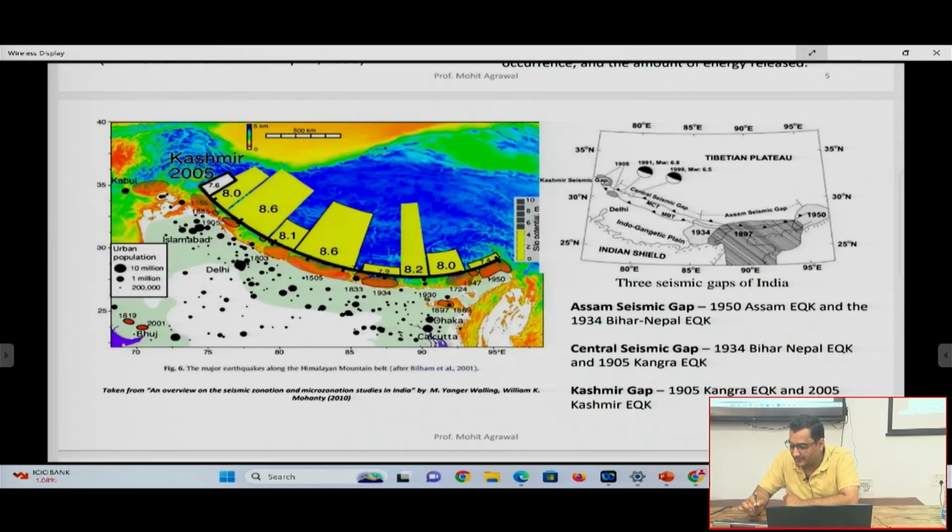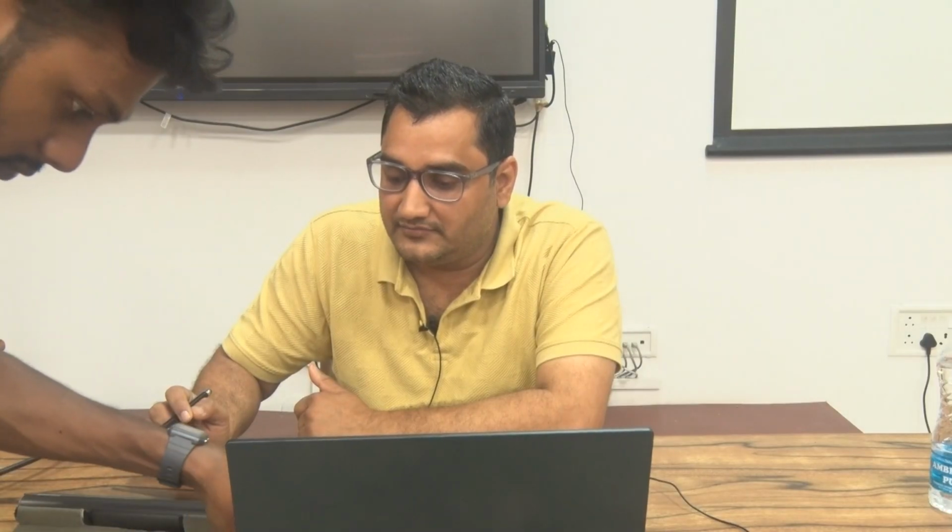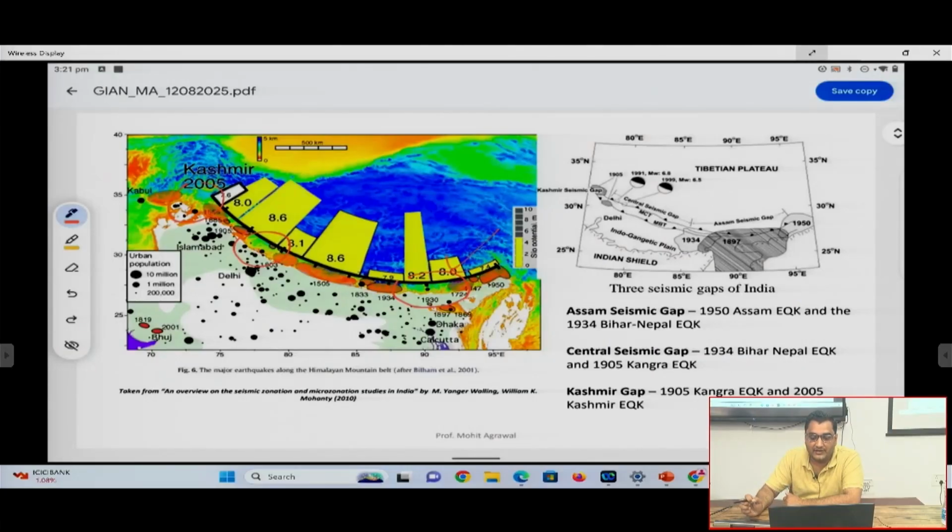So there are certain areas, for example this area here, and also this area here, and also this area here. These are basically 3 seismic gaps we have along this plate boundary. If you look at the gap in between the 1934 Bihar Nepal earthquake and the 1897 Assam earthquake, this seismic gap here is known as the Assam gap.